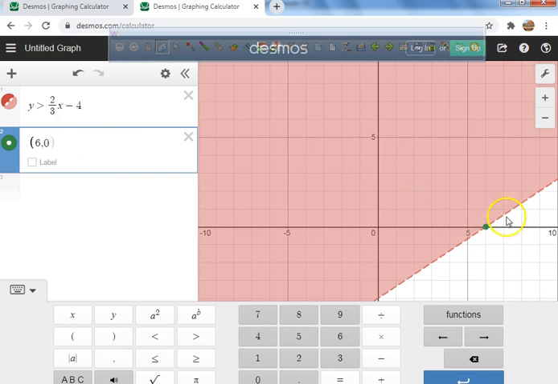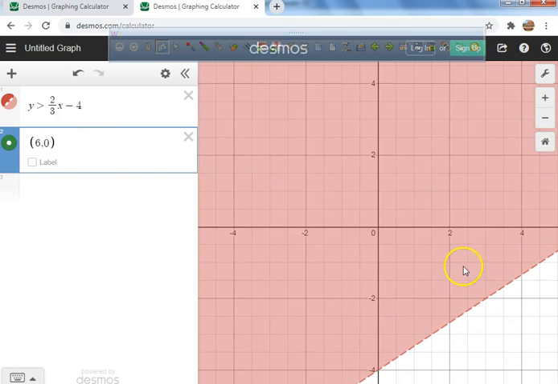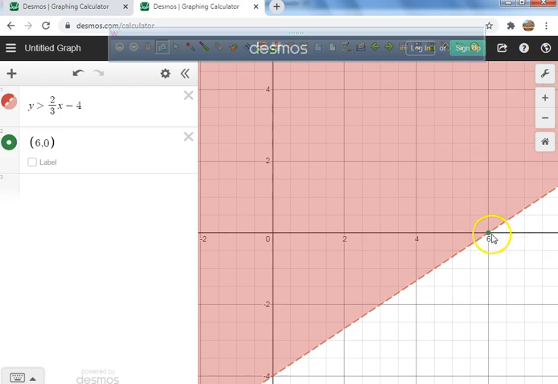What if I put 6, 0? No. Now let me explain why. Does everybody see that 6, 0 is right here? Why is that not considered to be a solution? How about this? It's on the line, right? But the line is what? Dotted. So if it's dotted and it's on the line, it's not a solution.